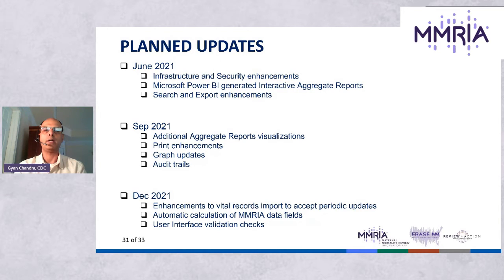In June 2021, we plan to bring the aggregate visualizations online along with phase one of the search and export enhancements. In September 2021, we plan to utilize Power BI more extensively to simplify reporting and data visualization of additional MMRIA variables. We also plan to enhance reporting and graphing available within MMRIA in the September release. And by December 2021, we plan to expand the framework for vital records data import, automatically recalculate MMRIA calculated fields, and add additional data validation checking during data entry in MMRIA.